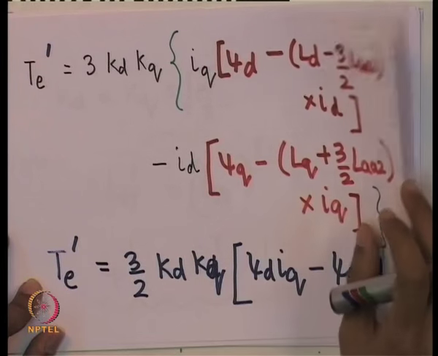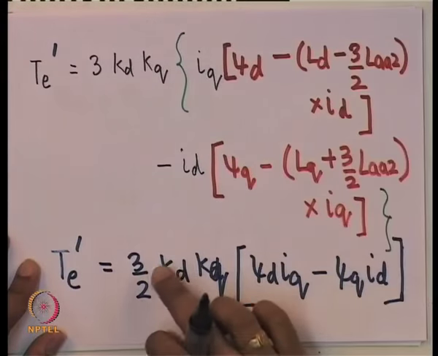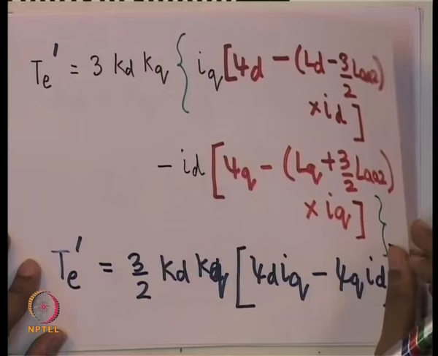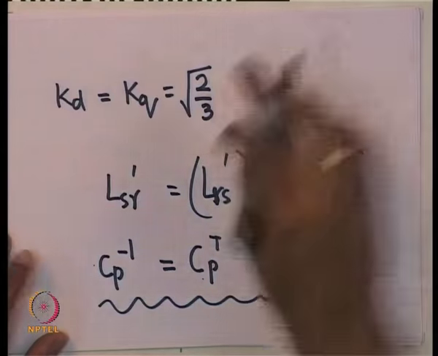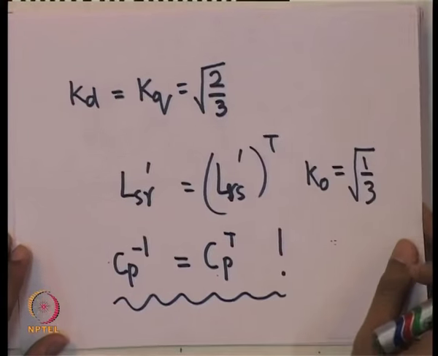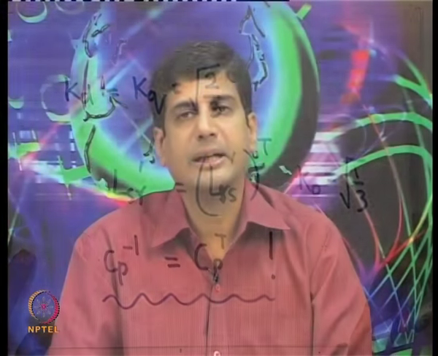So, I do not have to remember these coefficients, because if I put k d is equal to root 2 by 3 and k q is equal to root 2 by 3, this coefficient effectively becomes 1. So, there are certain advantages in choosing this, but as I mentioned before, the choice is arbitrary. It does not hamper our effort to get a time invariant set of equations.